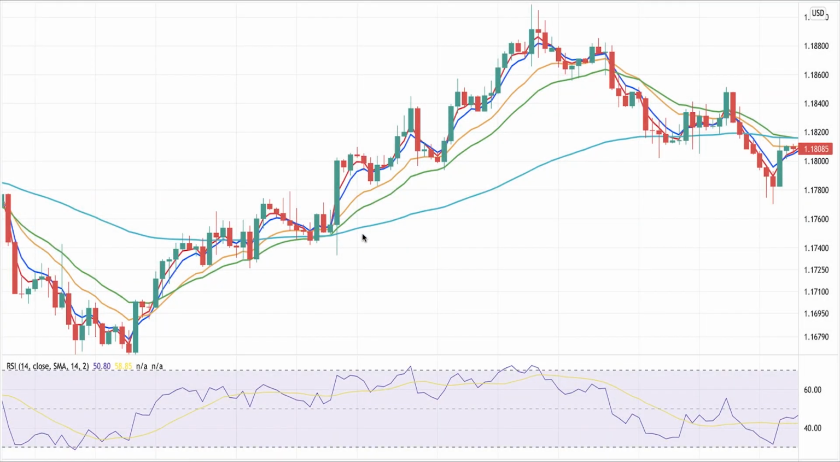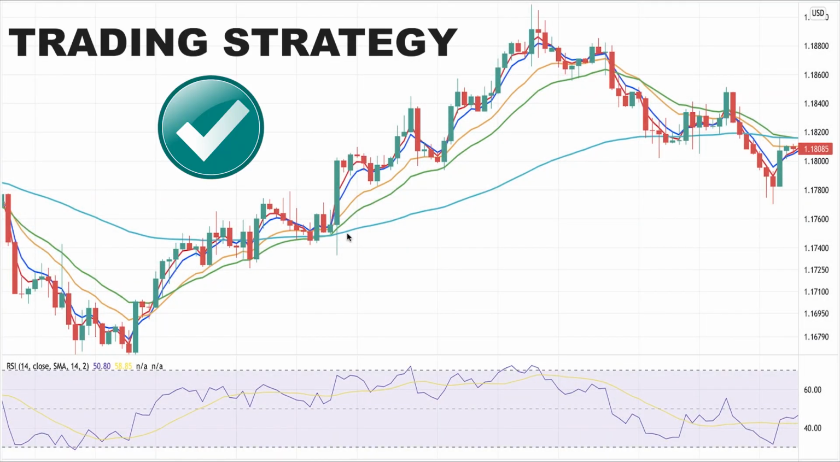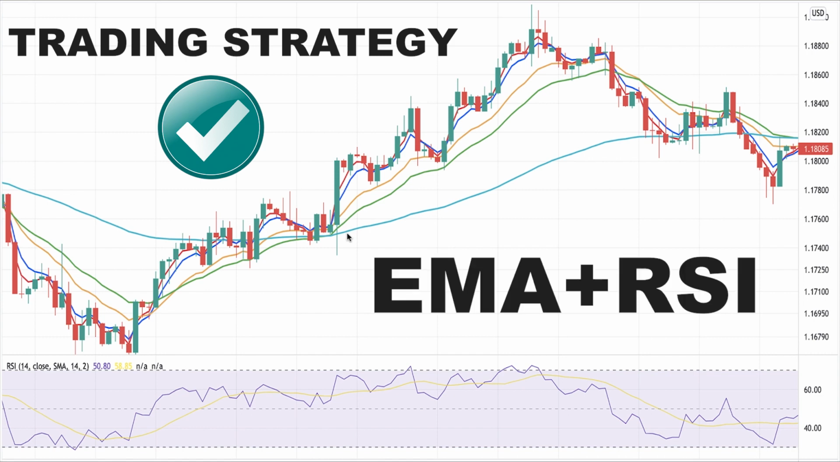Soil here, and today I want to teach you a very powerful trading strategy which is based on 5 different exponential moving averages combined with RSI, Relative Strength Index. This is a short-term trading strategy and is for entering in the current direction of the market, so it can provide you a high probability trade with minimum amount of risk.